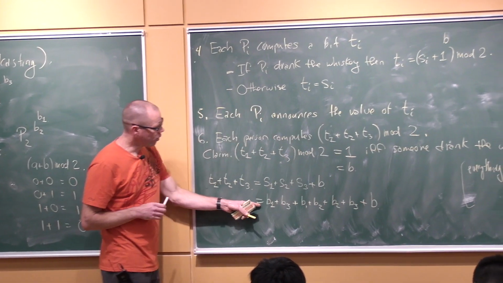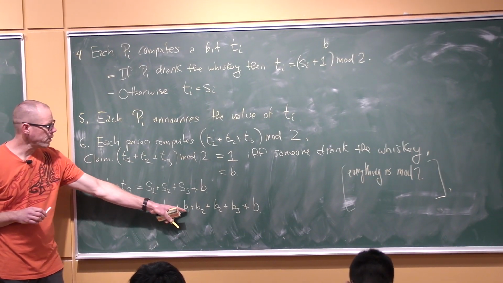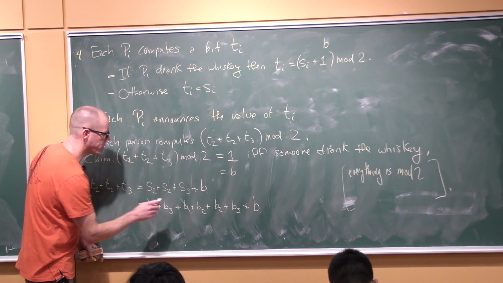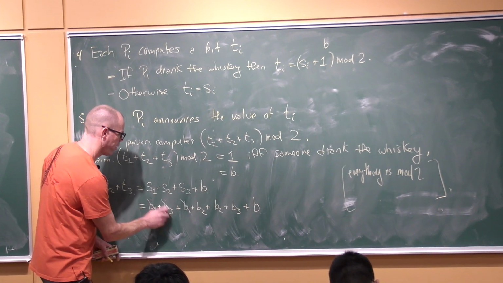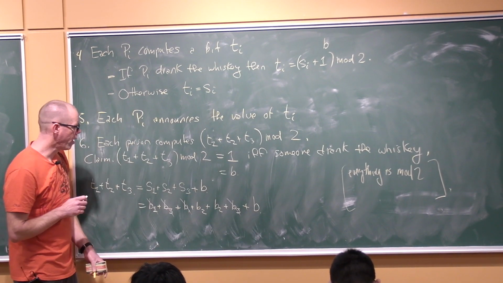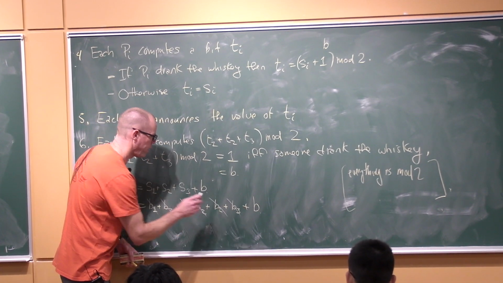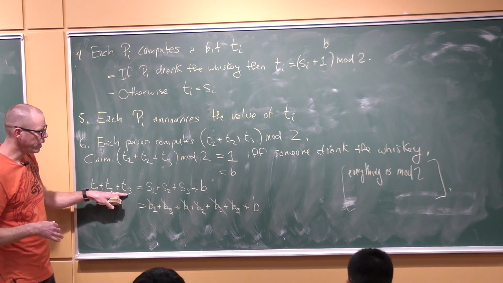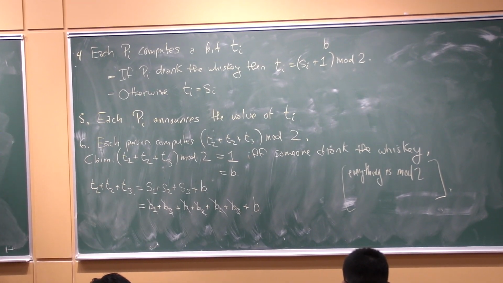Well, this formula is a whole bunch of bits, and it's all mod 2. So there's a B1 that appears here, and there's a B1 that appears here. So those cancel each other out. There's a B3 here and a B3 here. They cancel each other out. There's a B2 here and a B2 here. They cancel each other out. So in fact, T1 plus T2 plus T3 mod 2 is indeed equal to B. So the bit gets correctly broadcast.